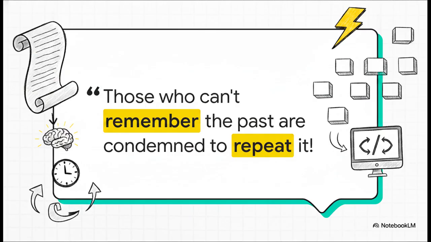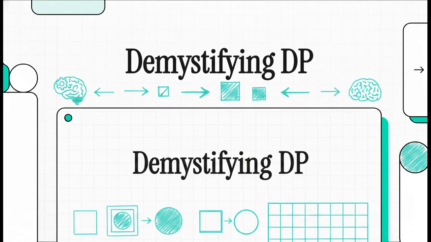It's not just math, it's about memory. Because when your code can actually remember the past, well, it stops doing the exact same exhausting work over and over again. Welcome to this explainer. Today, we are demystifying dynamic programming, or DP for short.